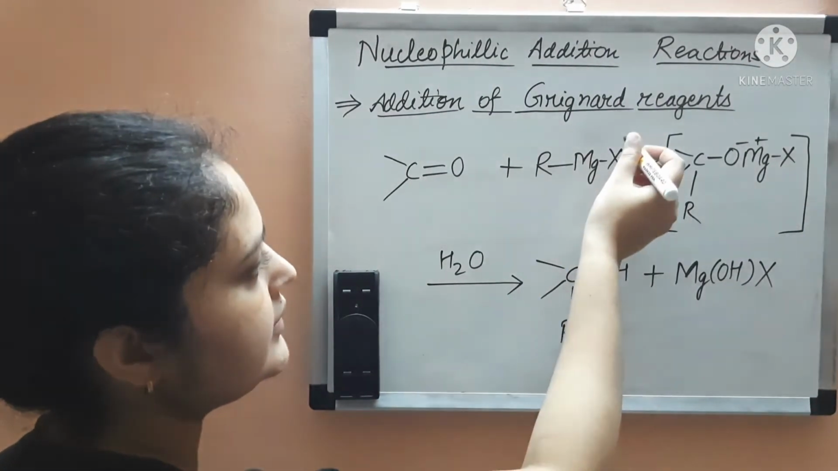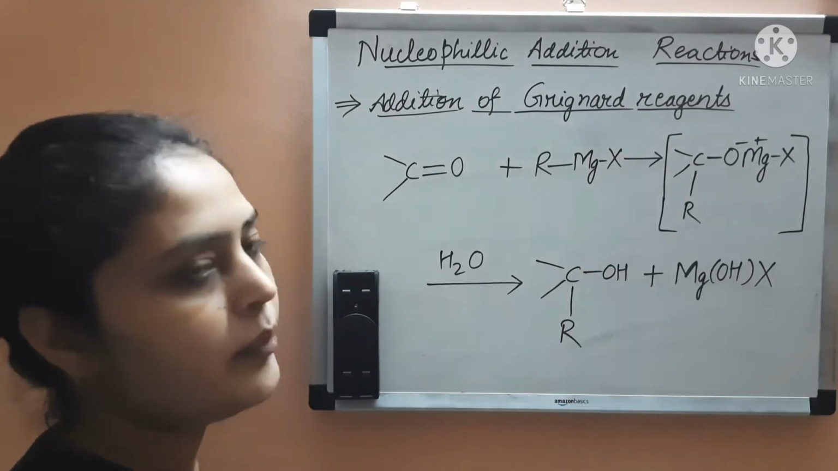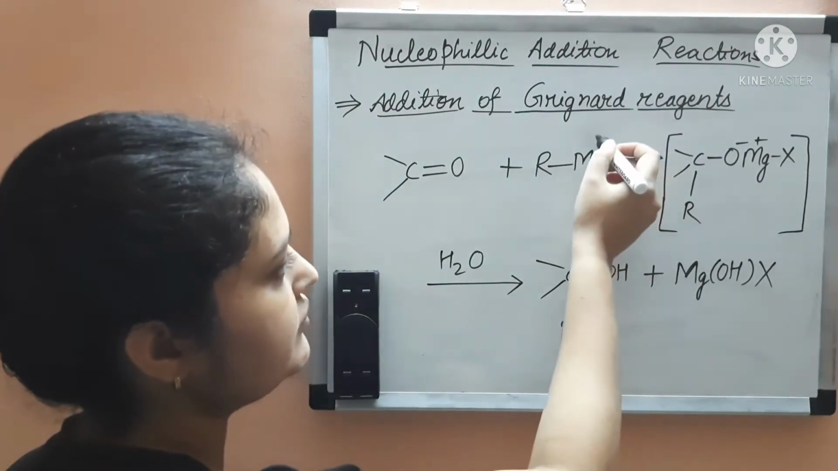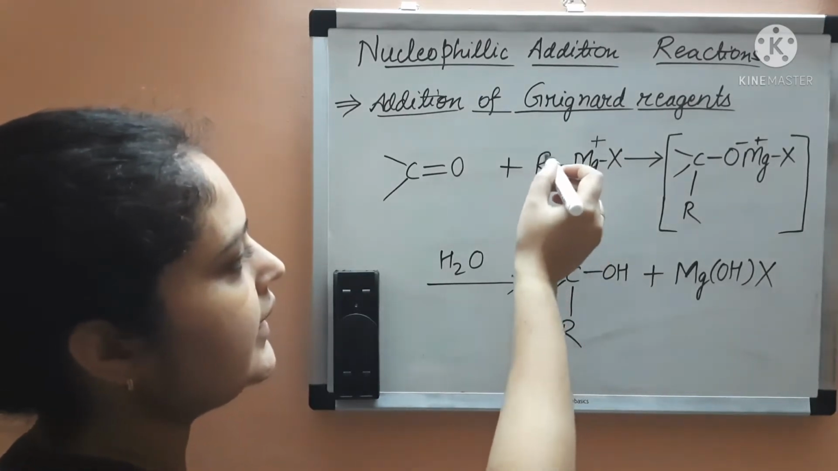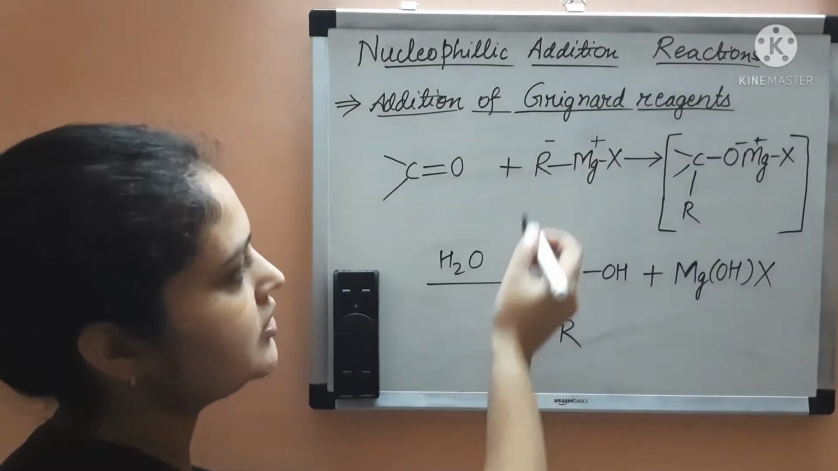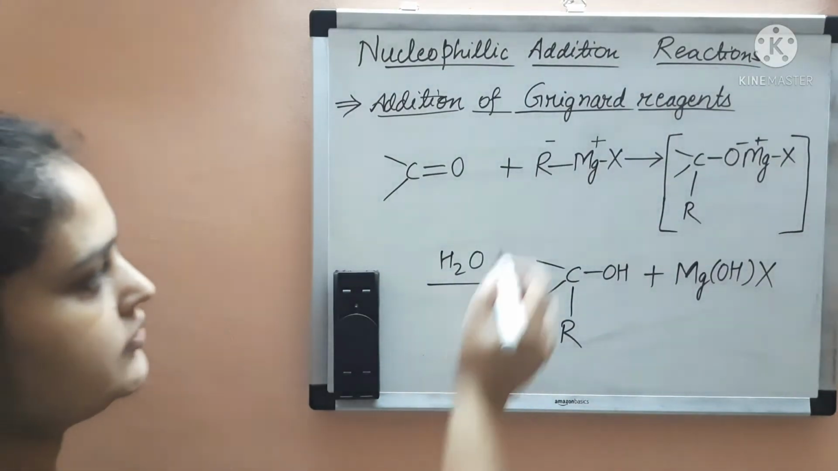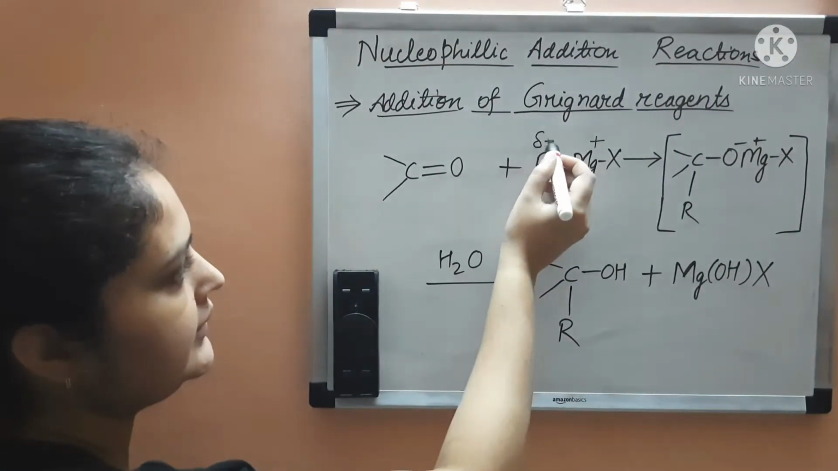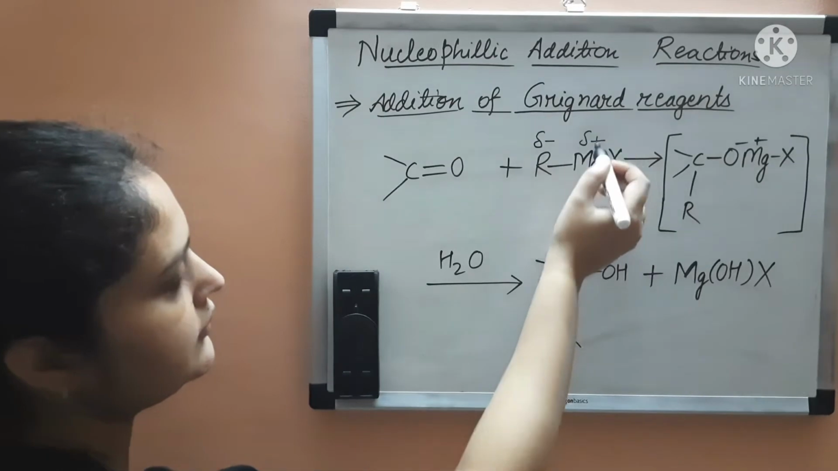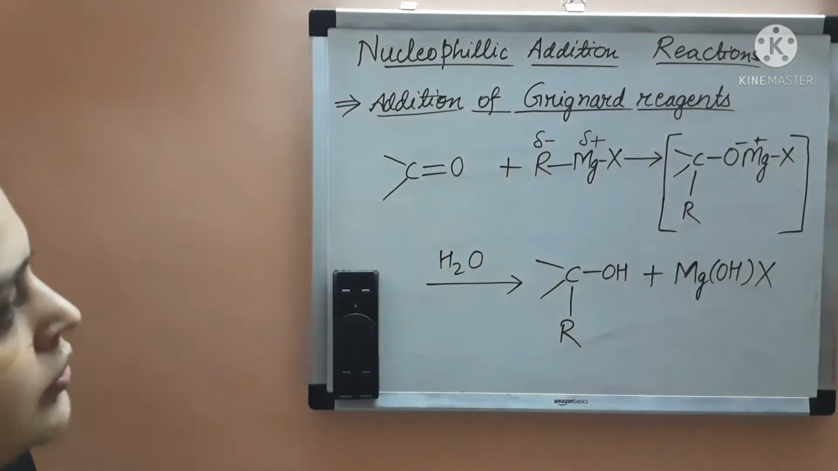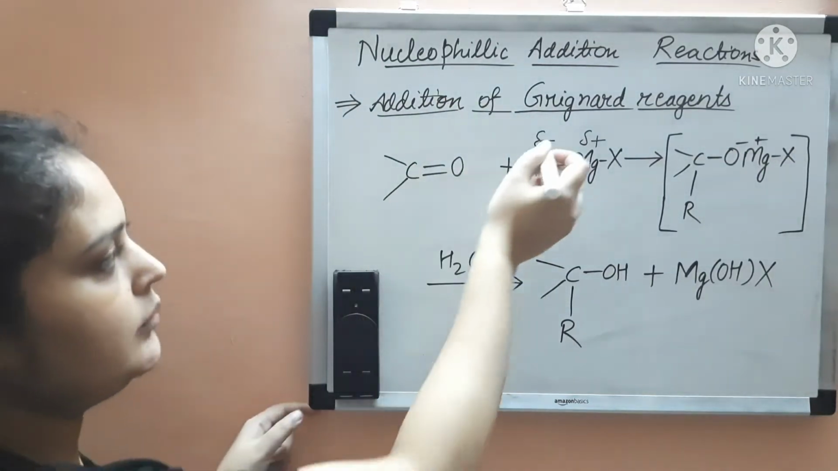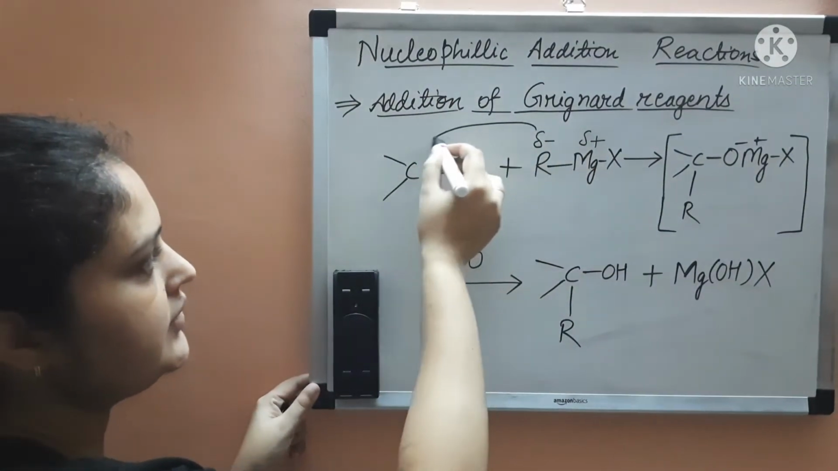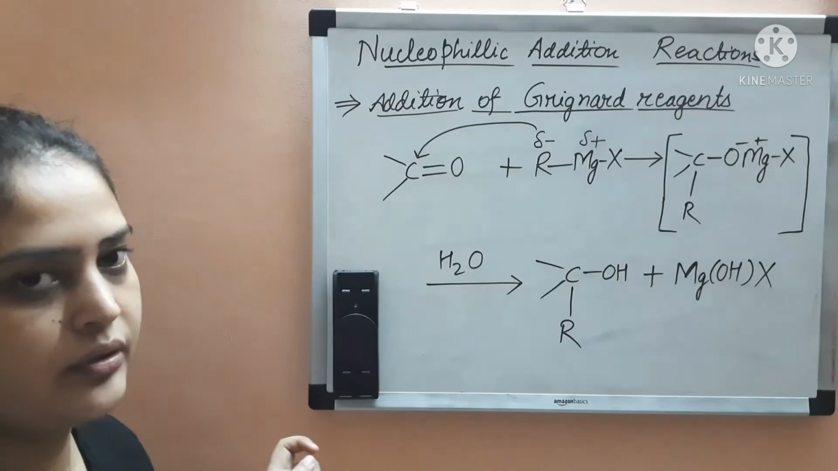MgX, it has the positive charge, and the alkyl group has the negative charge or partial negative charge. So we will denote it with delta negative and delta positive. Now the negative part or the nucleophilic part will attack on the carbonyl carbon. This we have studied in the previous lectures also.